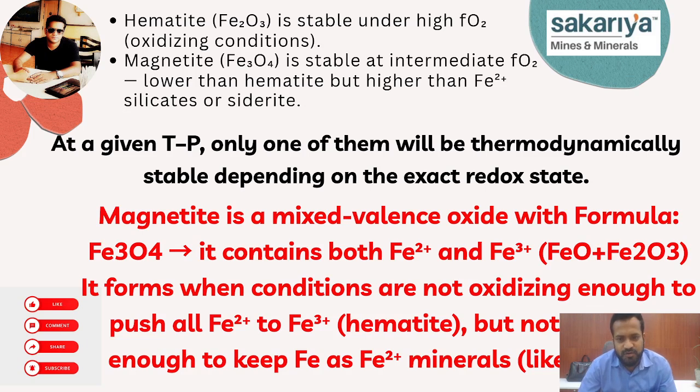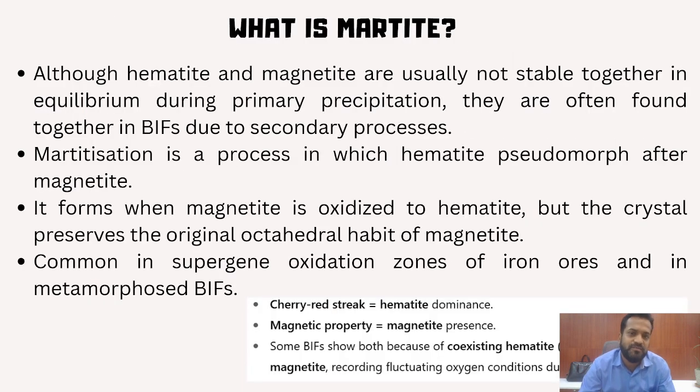Now magnetite is therefore a mixed valence oxide with the formula Fe3O4, as I have mentioned already. It contains both Fe2+ and Fe3+. It forms when conditions are not oxidizing enough to push all Fe2+ into Fe3+. But it is also not under reducing conditions, because in reducing conditions Fe occurs as Fe2+, like wustite or carbonates and sometimes iron silicates. But what is martite exactly?